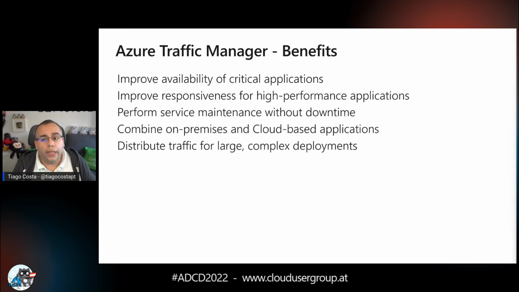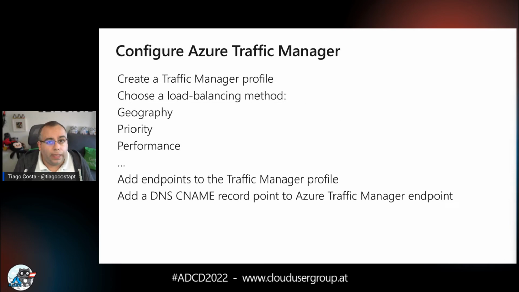So what do you create? I create my traffic manager profile, and I'm going to create one in just a moment. Then I choose the load balancing method that I want. And look, I have plenty of load balancing methods. I have geography, where you can definitely say, if the traffic comes from this country, you should go to that endpoint. If it comes from that country over there, I will redirect you to the other endpoint. You can do priority, which is all the traffic goes to this endpoint.